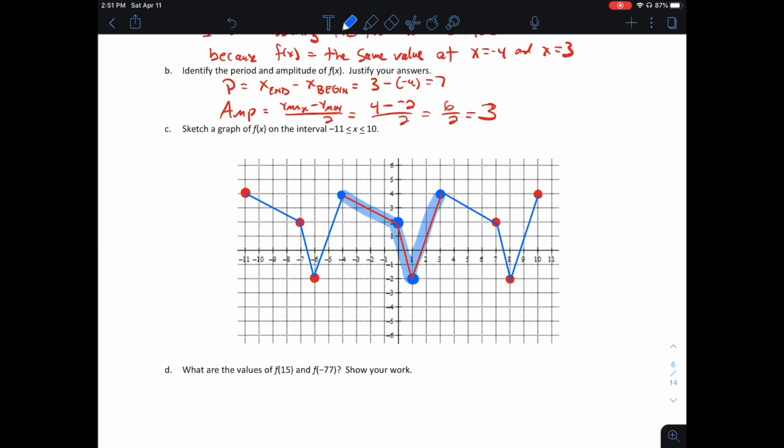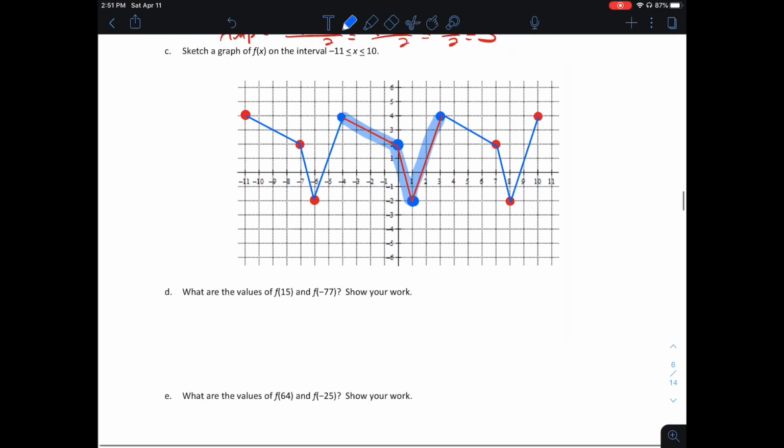D, what are the values of f of 15 and f of -77? Show your work. That doesn't mean that we are going to sit here and draw this out all the way to 15. It's not very far. And all the way to -77. That's real far. Here's what we're going to do.